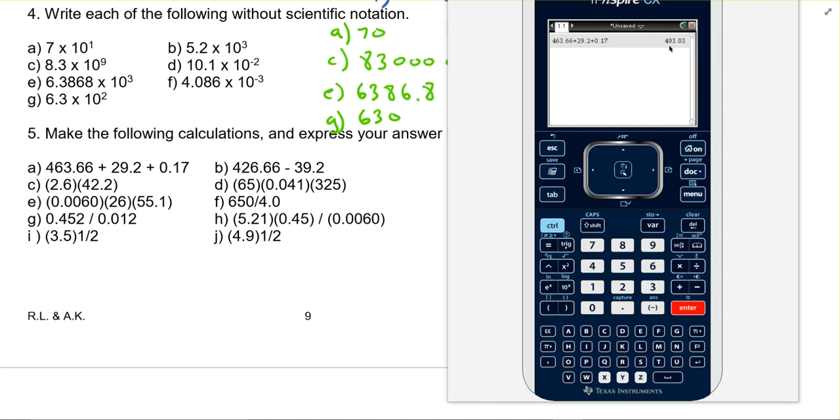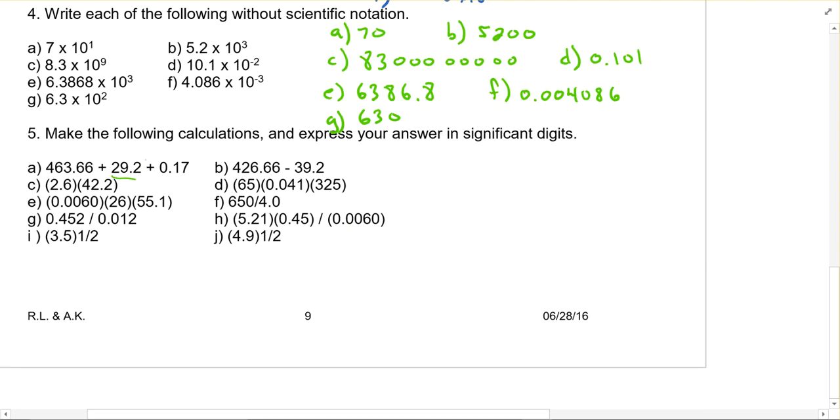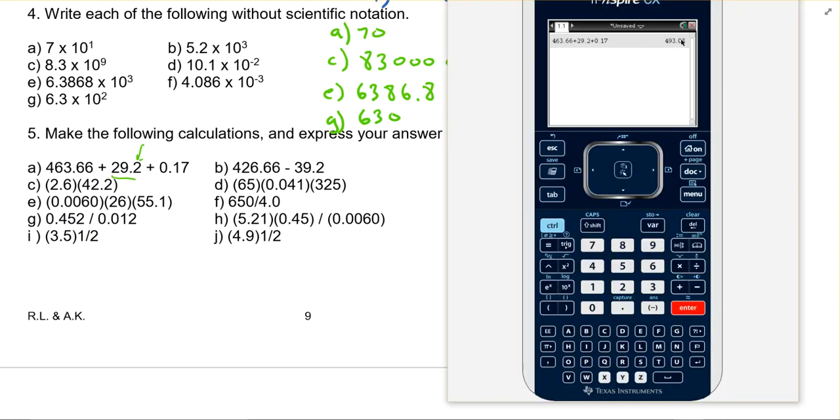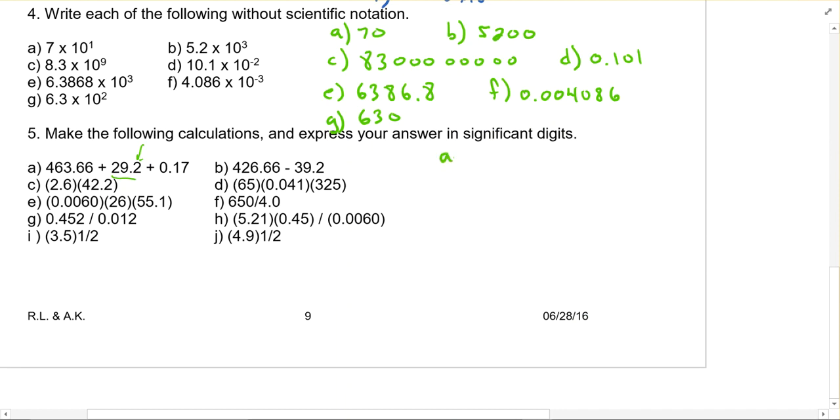Since we were just adding, this is where we look at just what's after the decimal. That's all we really care about with adding and subtracting, those decimal places. Our smallest number here was 29.2, which only had 1 decimal place. So our answer can only have 1 decimal place. So in the end, this would be 493.0. That'd be my answer, right? Okay, I'm going to carry on to B.